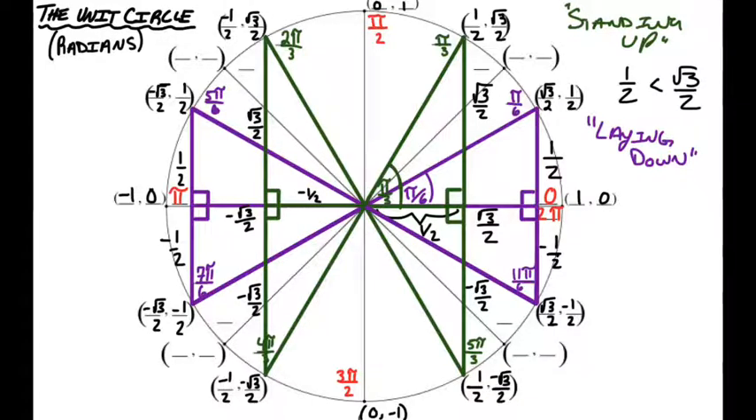So now notice for the green triangles, what's the pattern? 1/2, root 3 over 2. Same thing, x value is negative. Same thing, both values are negative. Same thing, y value is negative.